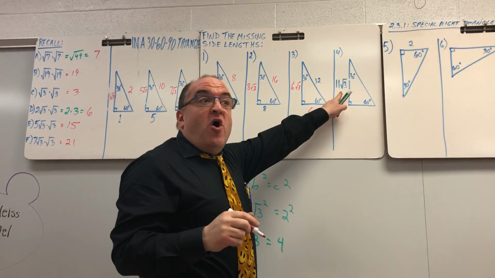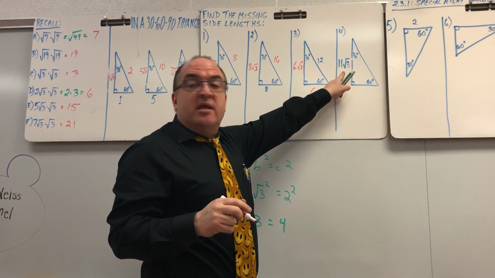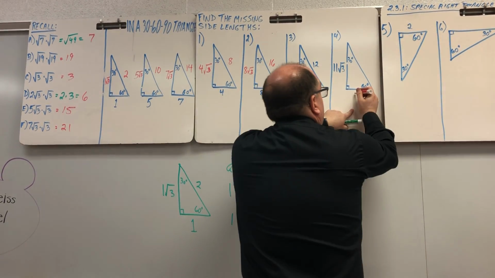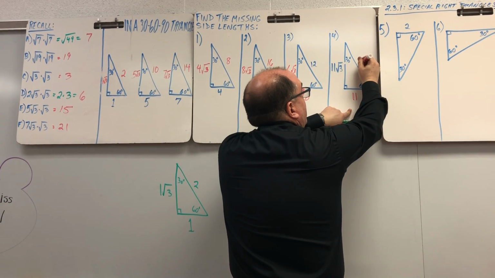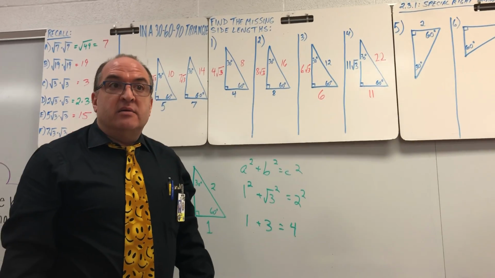Alright. What if over here I'm telling you this is 11 square root of 3? What's the bottom? 11. 11, right? And what's the hypotenuse? 22, right? Everyone okay there? Are we good?